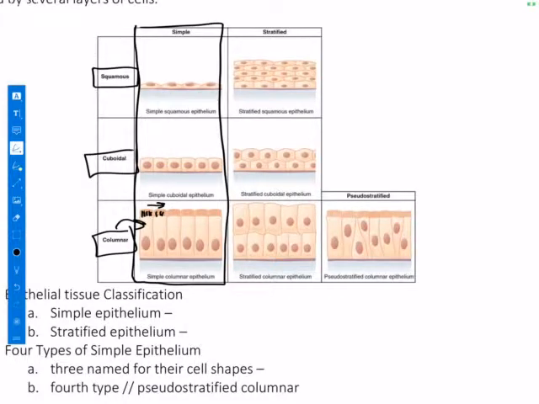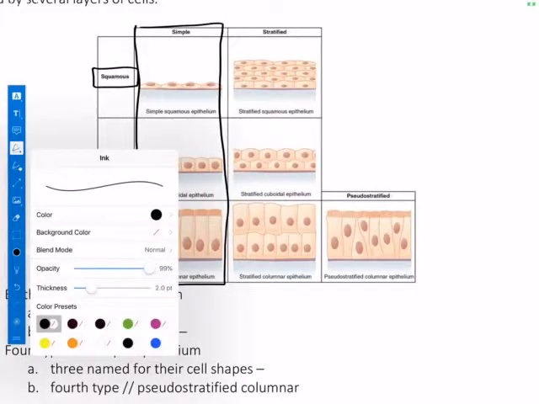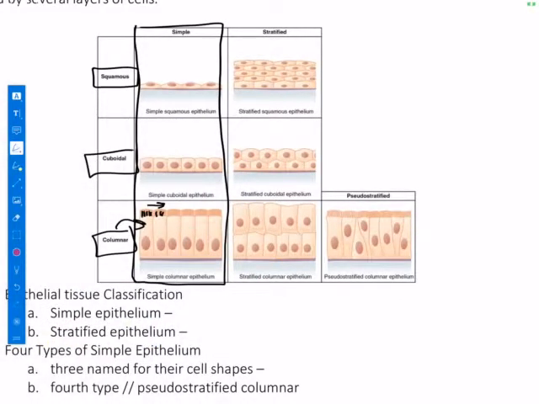Okay, if we look at the stratified cells, we'll notice that there are multiple layers, and they also have the same shapes. So we can have the stratified squamous, the stratified cuboidal, and the stratified columnar. So simple epithelium contains one layer of cells. It's named by the shape of the cells, and all cells touch the basement membrane.